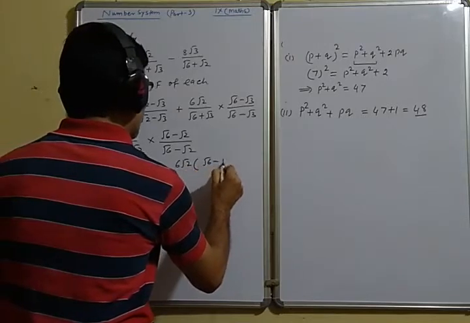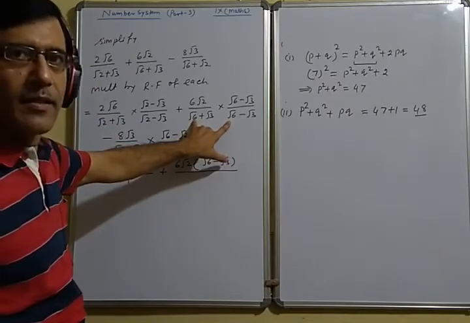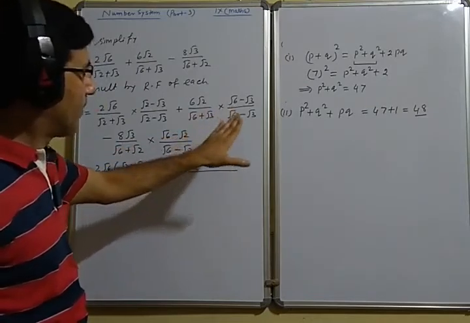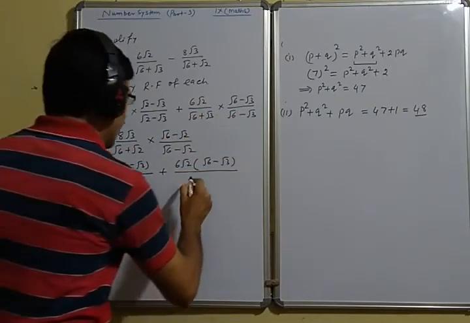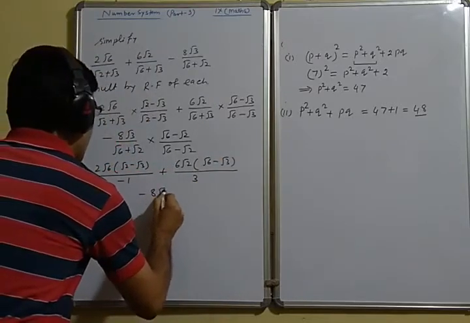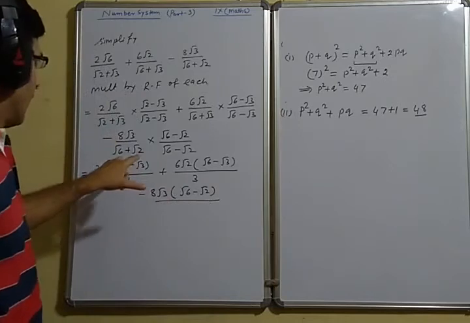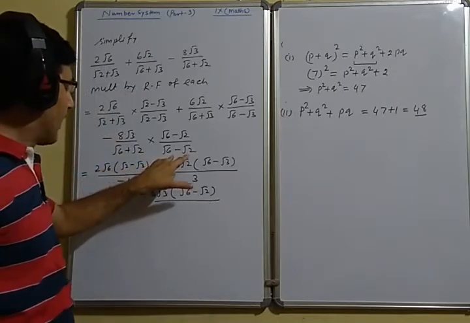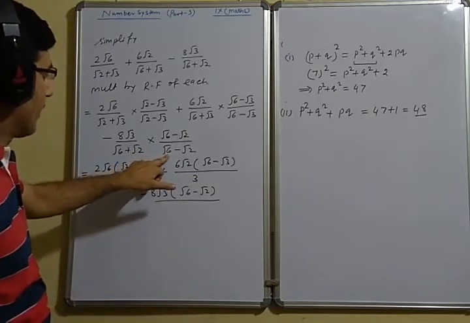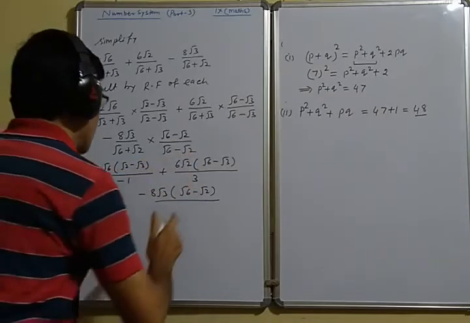Plus 6 root 2, here we will get root 6 minus root 3. In the denominator, root 6 whole square is 6, and root 3 whole square is 3, so 6 minus 3 becomes 3. Now the last one, minus 8 root 3 in bracket root 6 minus root 2, upon a plus b, a minus b, a square minus b square. Root 6 whole square is 6, minus root 2 whole square is 2. So it becomes 6 minus 2, that is equal to 4.